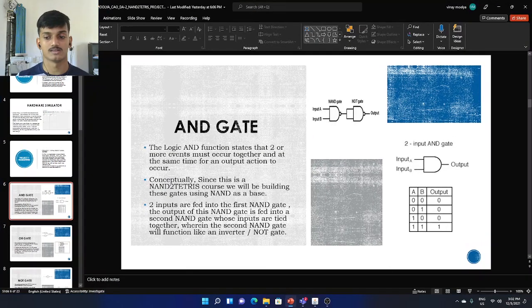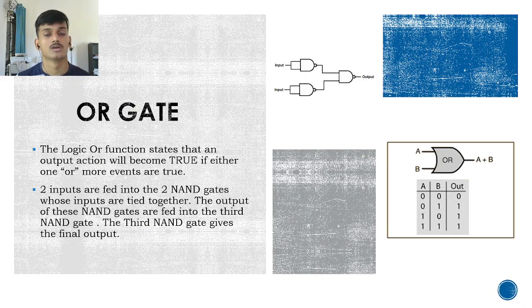Moving on to the next gate, that is the OR gate. The logical OR function states that an output will become true if either one or more events are true. That means if either of the two inputs is true, then the output value is true. Else, the output value is false. So here, this is the pictorial representation of an OR gate where we pass two inputs and get an output as A plus B. So if 0 and 0 is the input, the output is 0. If either of the inputs is 1, then the output is 1. So 0 and 1, the output is 1. 1 and 1, the output is 1.